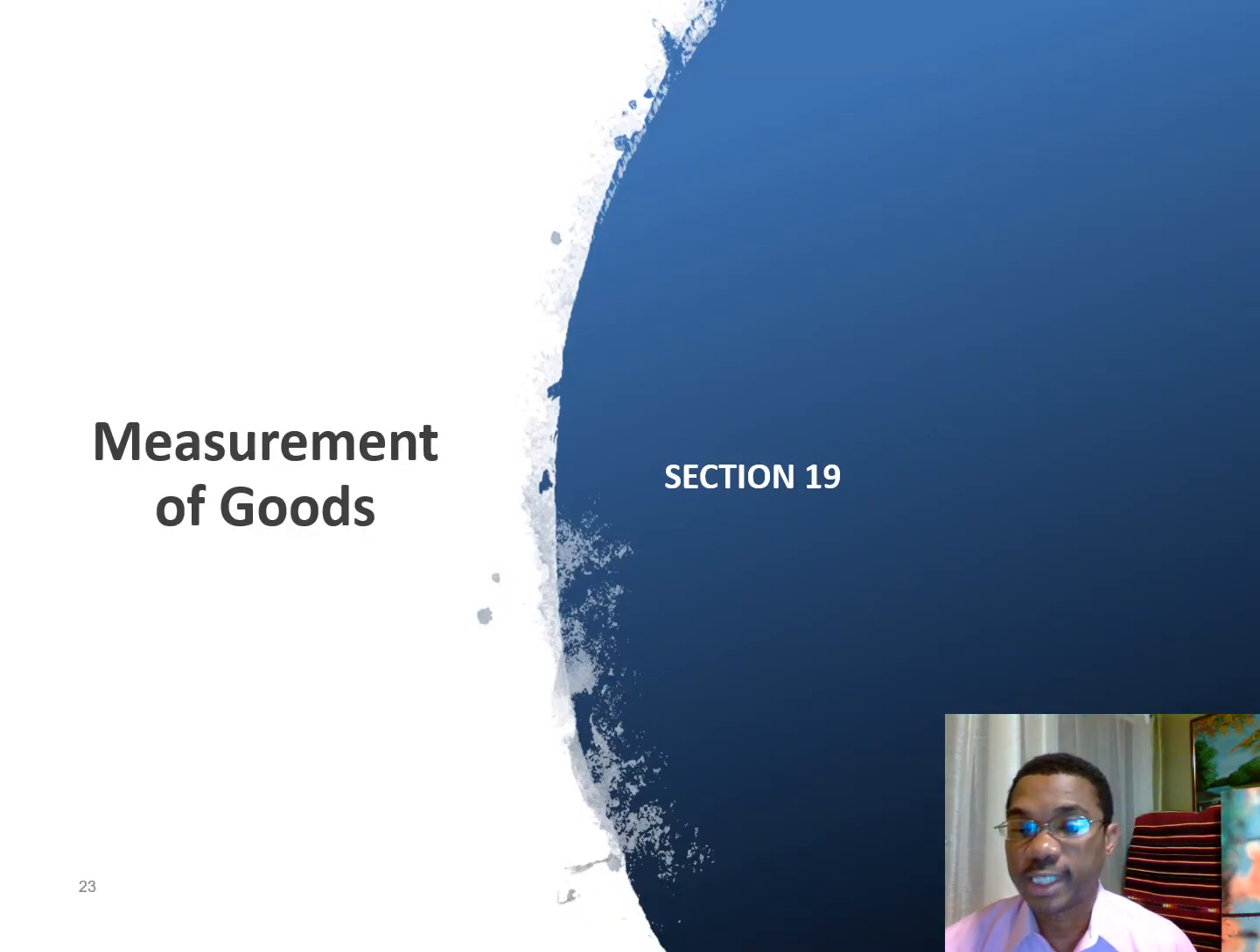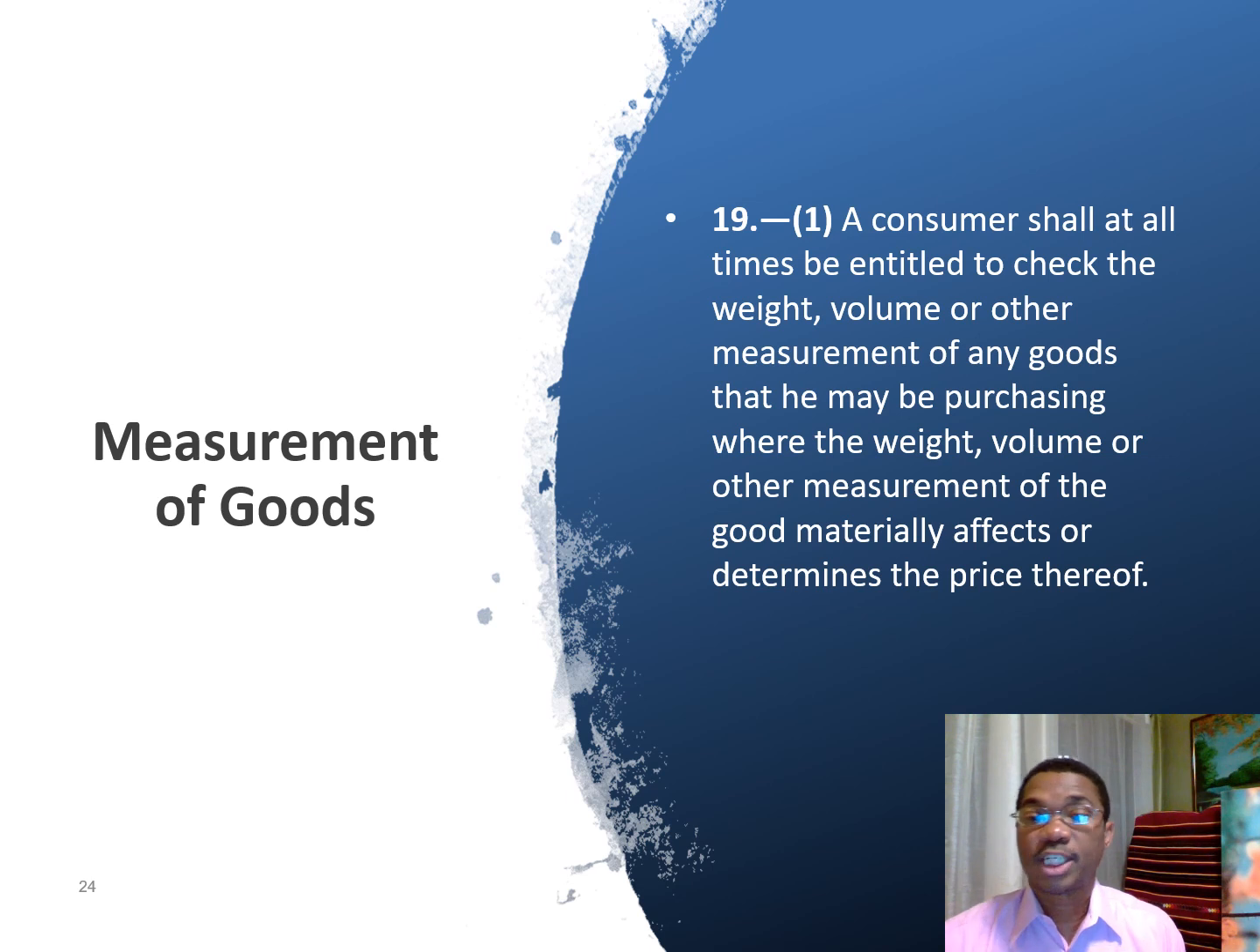That brings us now to section 19, which has to do with the measurement of goods. And remember, what we're looking at here is the Consumer Protection Act and how the provisions provide protection to consumers. So section 19, subsection 1, makes it clear that a consumer shall at all times be entitled to check the weight, volume, or other measurement of any goods that he may be purchasing, where the weight, volume, or measurement of the good materially affect and determine the price.